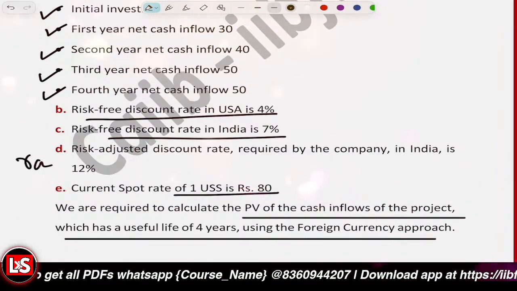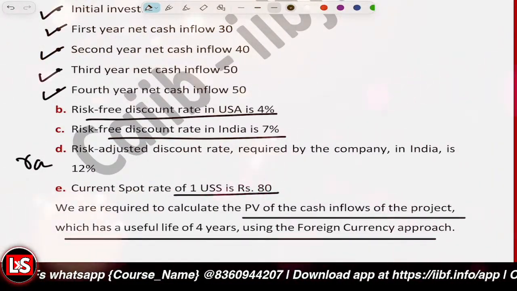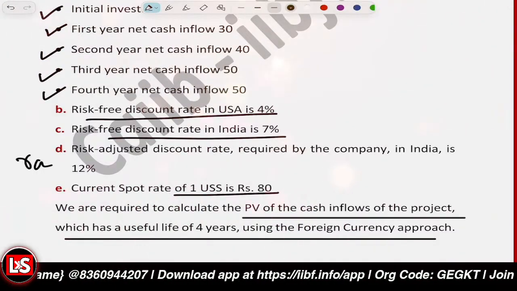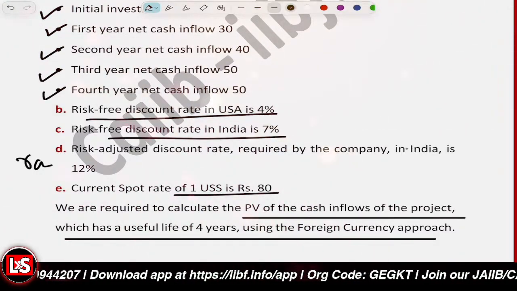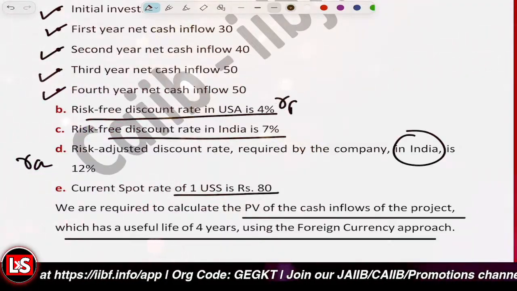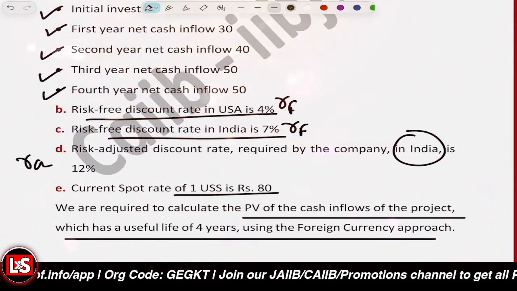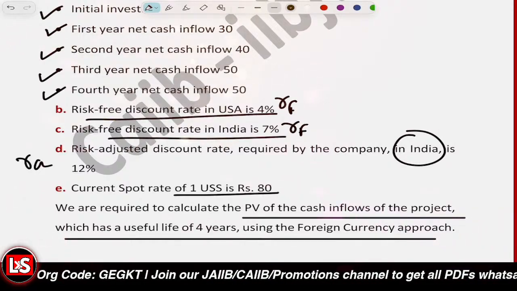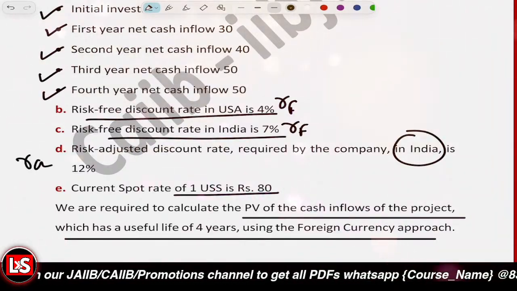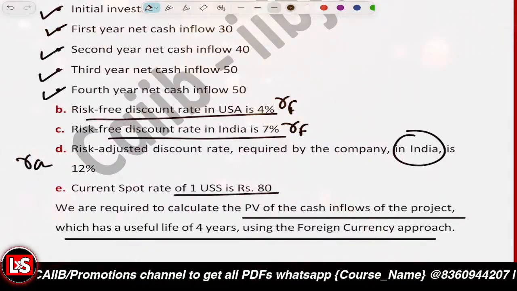So step one would be related to what? We have to determine the foreign currency risk adjusted discount rate. We are provided the RA for India, the RF in US is given, and the RF in India is given. So we are to calculate the risk adjusted rate.